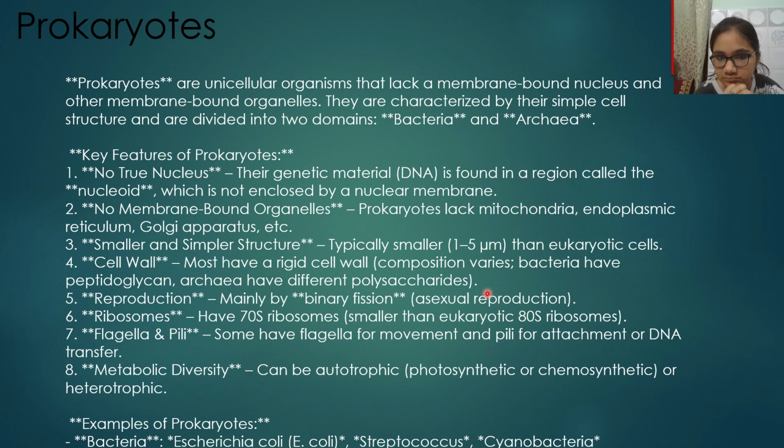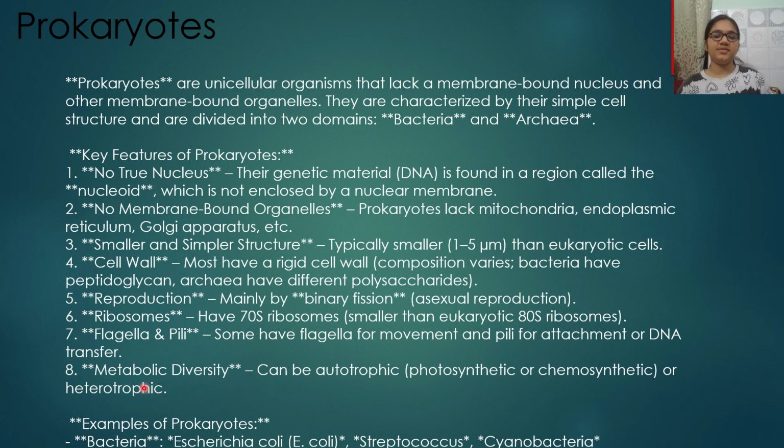Reproduction if we see, तो मेनली बाइनरी फ्यूजन होता है, एसेक्सुअल रिप्रोडक्शन होता है इसमें. अब बात होती है राइबोसोम्स की, इसमें 70S राइबोसोम्स होते हैं इन दी प्रोकैरियोट्स, वी हैव ऑल नोन. देन फ्लेगला एंड दी पिली. Some के होते हैं फ्लैगला फॉर द मूवमेंट एंड द पिली फॉर द अटैचमेंट और डीएनए ट्रांसफर.